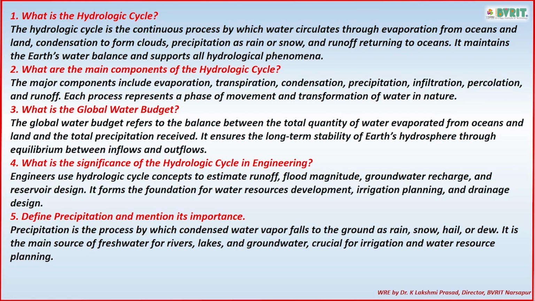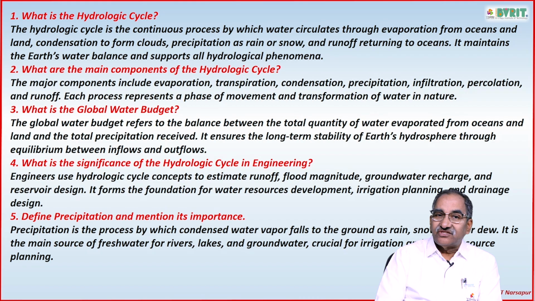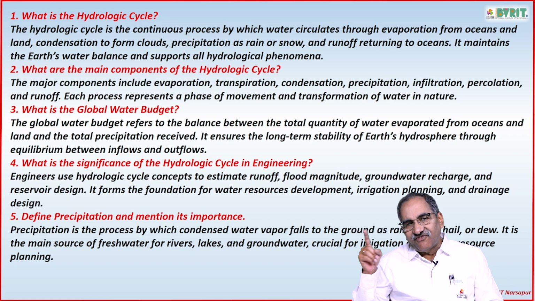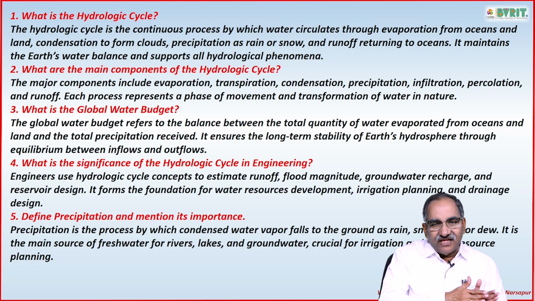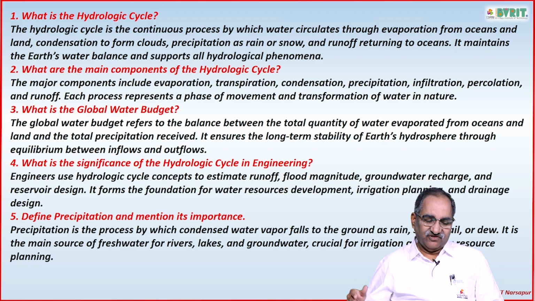Once again, the global water budget refers to the balance between the total quantity of water evaporated from the oceans and land and the total precipitation received, right? It ensures long-term stability of Earth's hydrosphere through equilibrium between inflows and outflows.